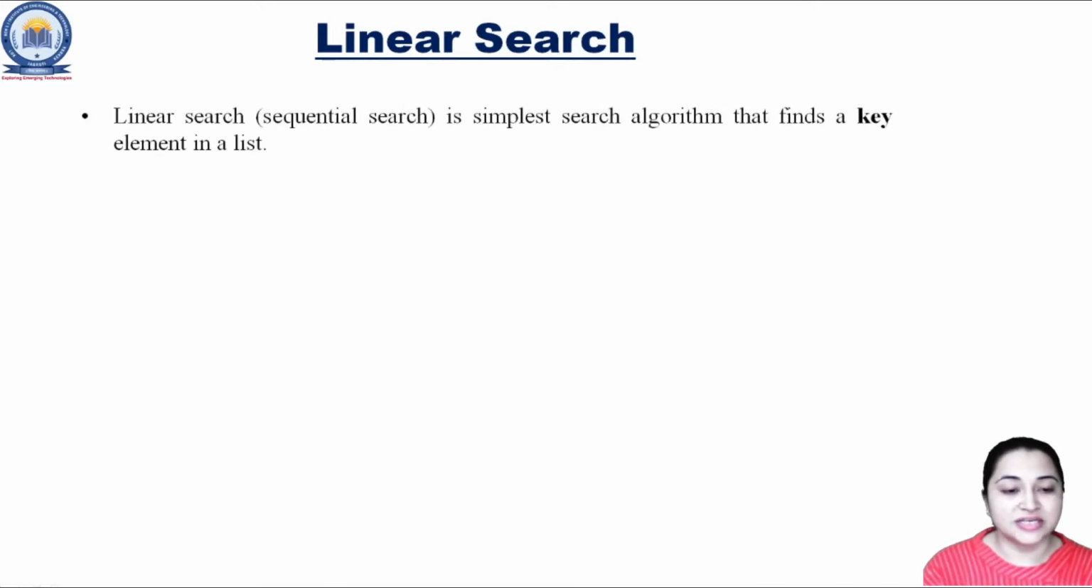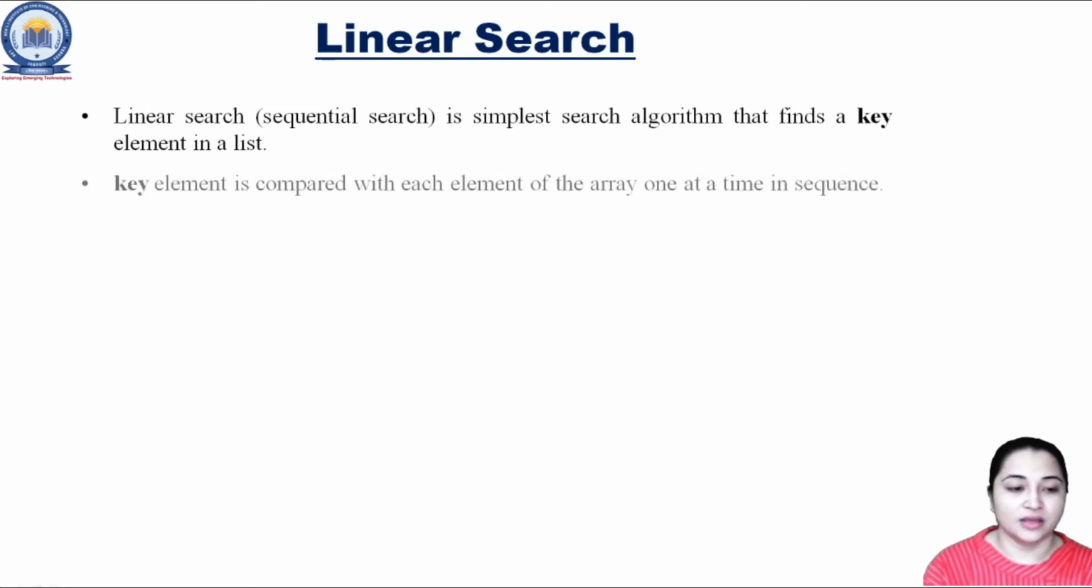Linear search is also known as sequential search, and it is the simplest search algorithm that finds a key element in a list. So we are given a list and we are given a key element. We have to find that key element from the given list. So for that, we will compare that key element with the elements of the array one by one. This procedure is known as linear search. So the key element is compared with each element of the array one at a time in sequence.